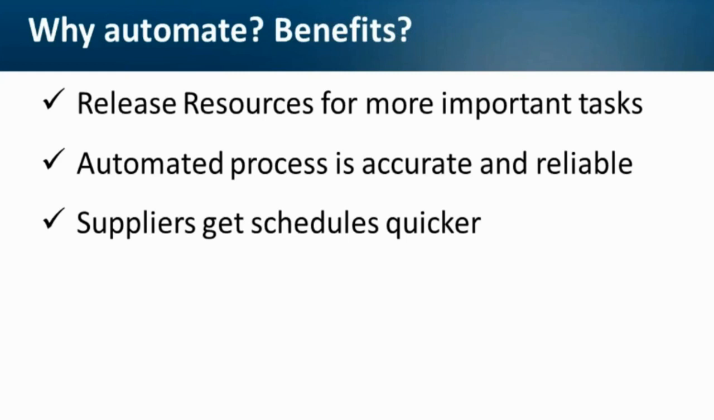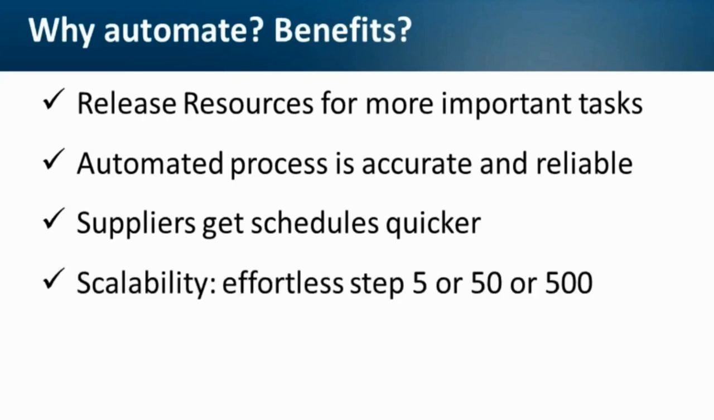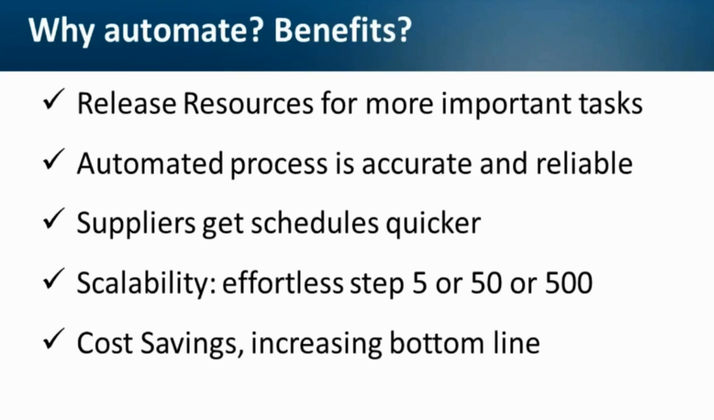Next, suppliers get schedules quicker, which gives them more convenience, like increases the turnaround time for them, right? And then automated process is actually scalable. With the push of a button, you transmit 5 or 50 or 500 schedules at the same time with no additional effort, right? Whereas with the manual process, the more suppliers you deal with, the more time and effort would be required. And finally, you get a good cost savings gain over time, right? So that also could be a benefit.